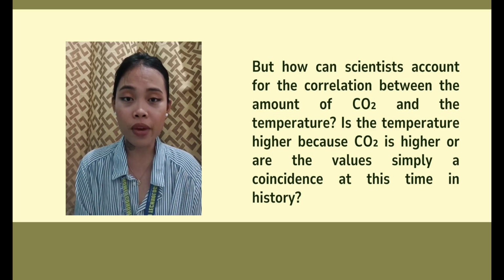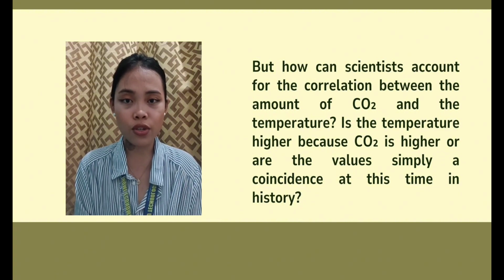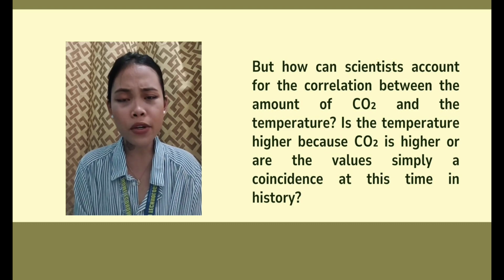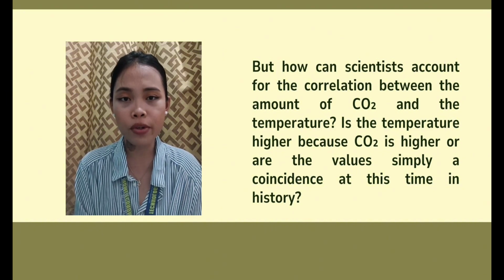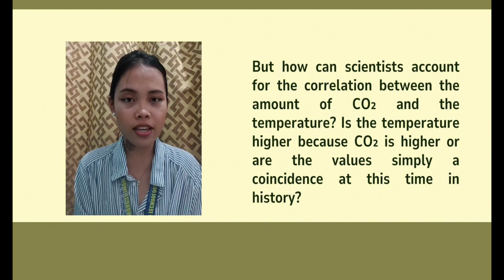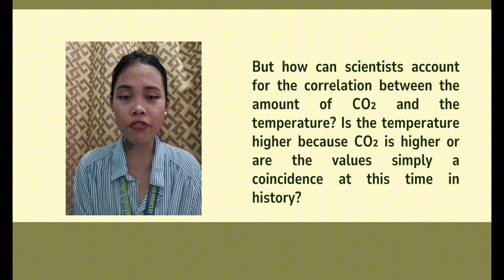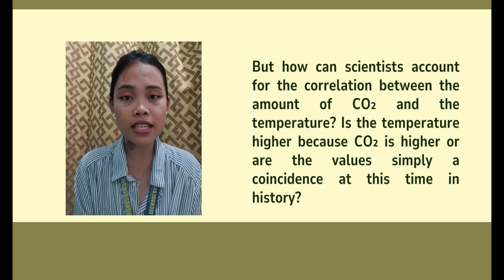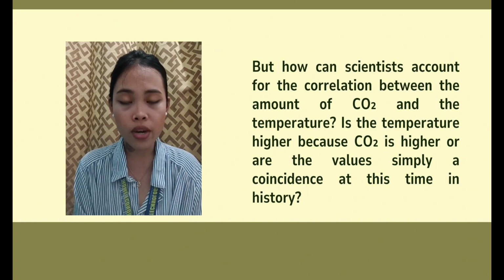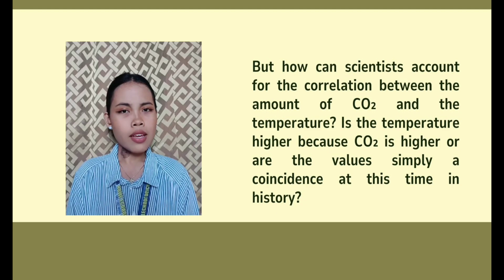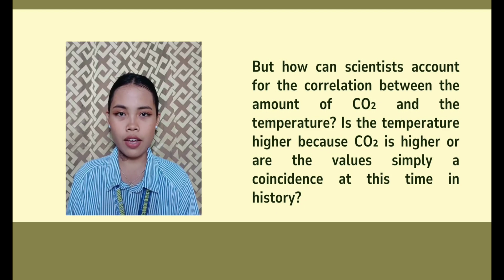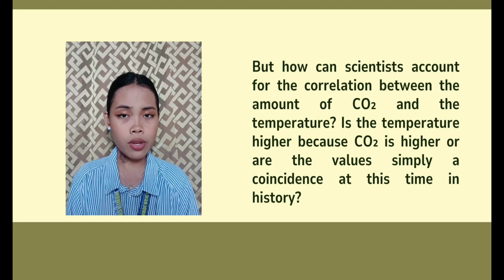Ice cores provide a record of atmospheric carbon dioxide concentrations and temperatures going back hundreds of thousands of years, showing that periods of high carbon dioxide are consistently associated with warmer climates. Additionally, experiments and models confirm that carbon dioxide traps heat by absorbing infrared radiation, a process known as the greenhouse effect. Is the temperature higher because carbon dioxide is higher, or is it just a coincidence?